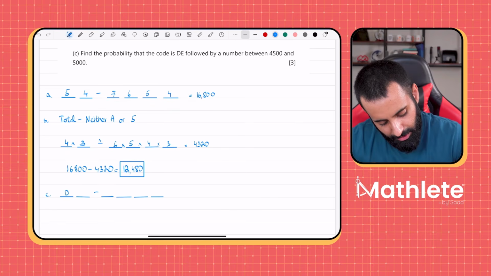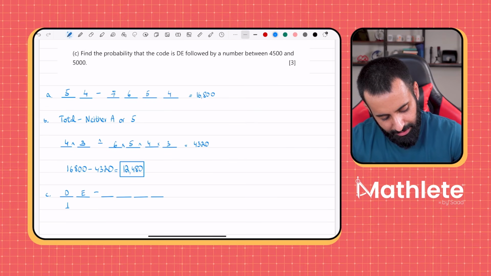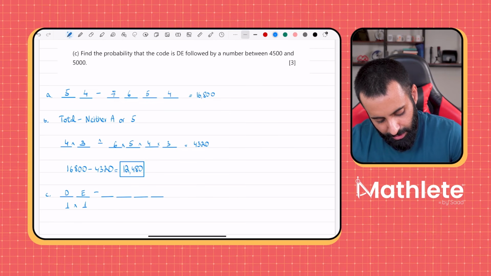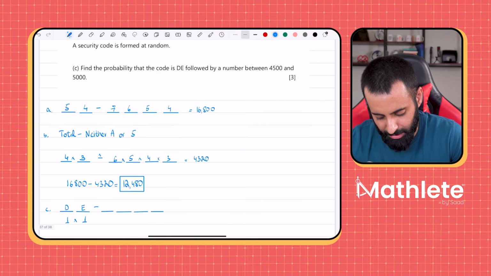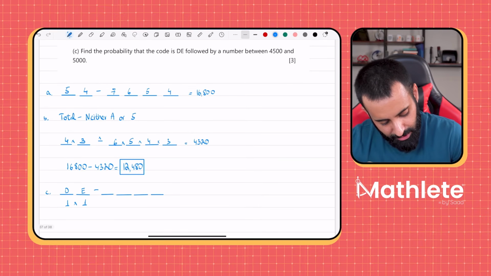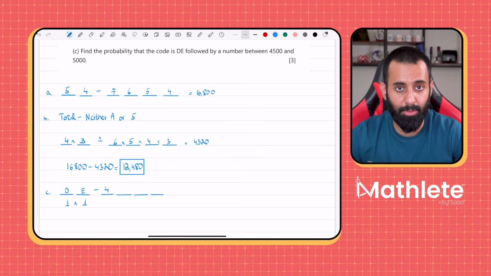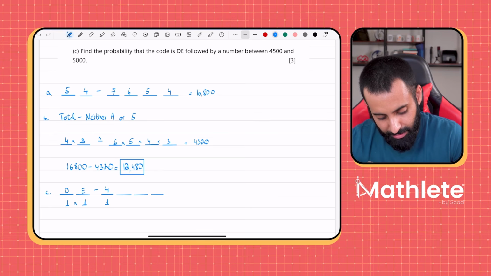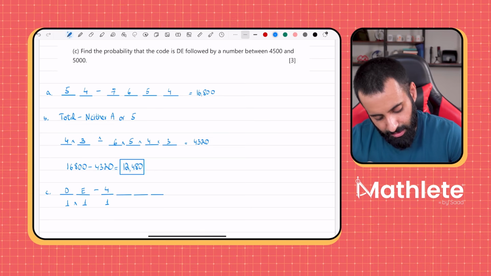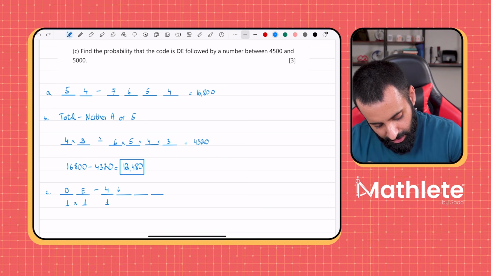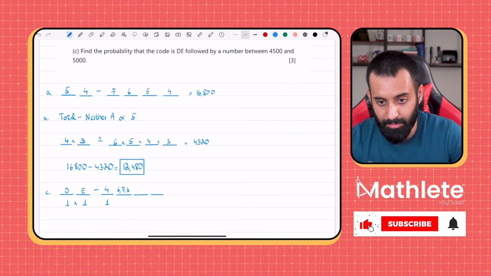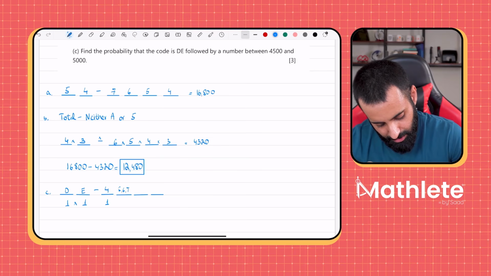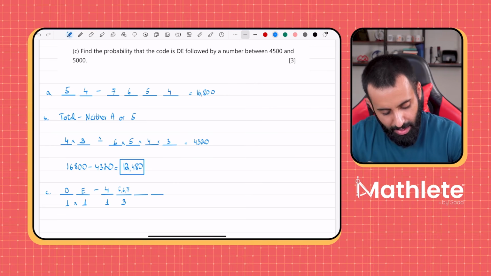So if we only have D in the first place and E in the second, that means there's just one option for the first and one option for the second. Now, for the remaining 4 places, there has to be a number which is in between 4,500 and 5,000. That means for the first digit, we can only have 4. Okay, so that means we only have one option. Now, for the second digit, we have to make sure that we have either 5, 6, or 7. Okay, so that means we have how many options? We have 3 options, okay?